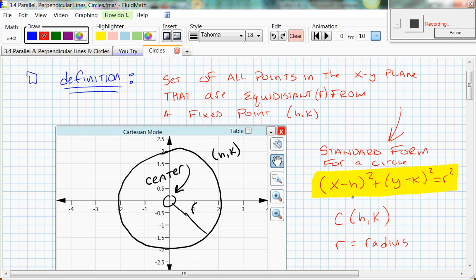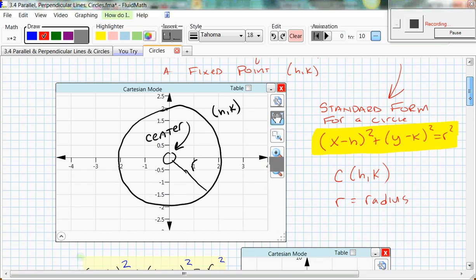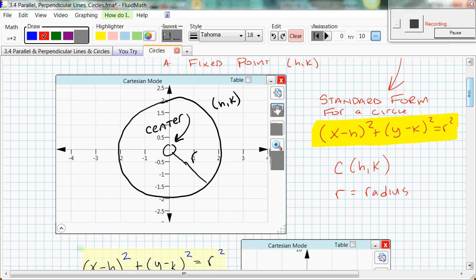Now, what's so nice about standard form, Ethan, pay attention, dude. What's so nice about standard form is that you can look at an equation and know exactly where it is in the xy plane. Okay, but before we get to that, I have a little thing set up here I'd like you to take a look at.